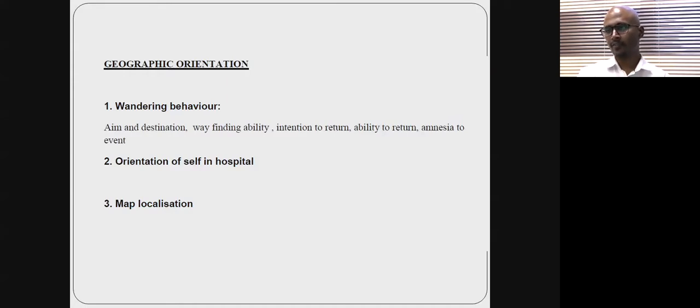While checking geographical orientation, you can ask the person where they are in the hospital, and whether they will be able to find out where the toilet is. Are they able to point it out in the hospital? You can also show them a common map of India or whichever country they're in, and ask them to show where their city is. A simple way to assess geographical disorientation is to ask them to draw a small plan of their house and point out where they are exactly.